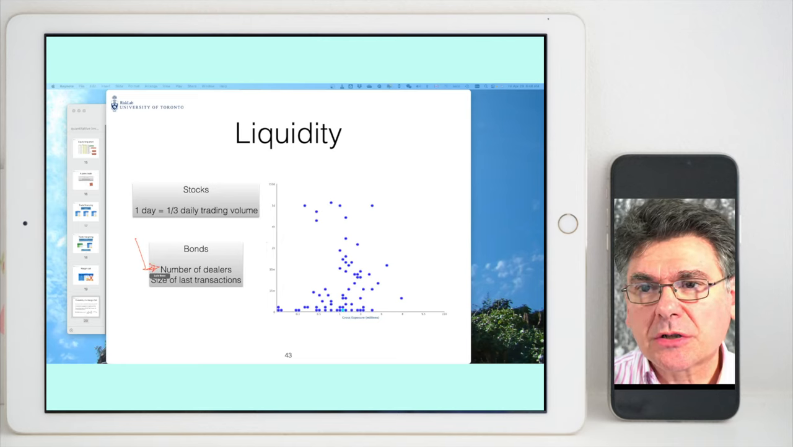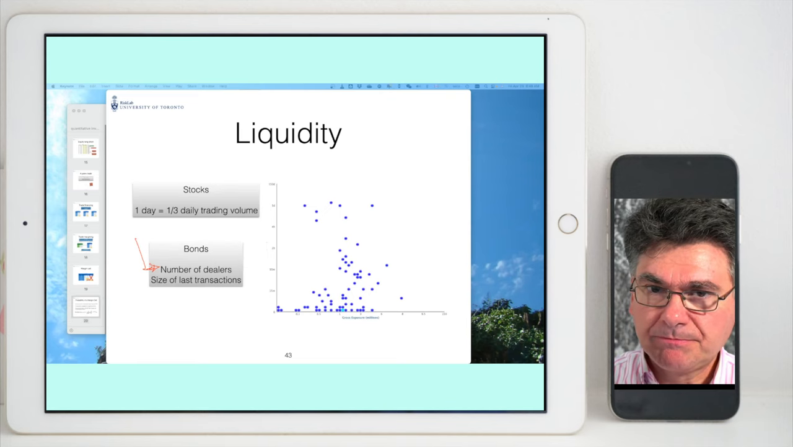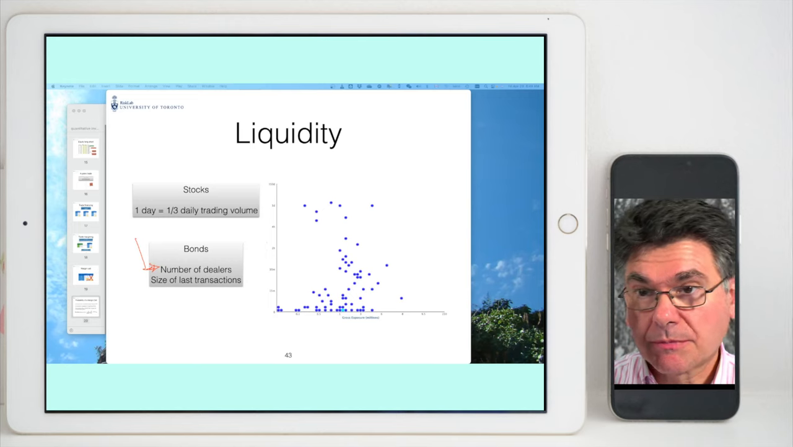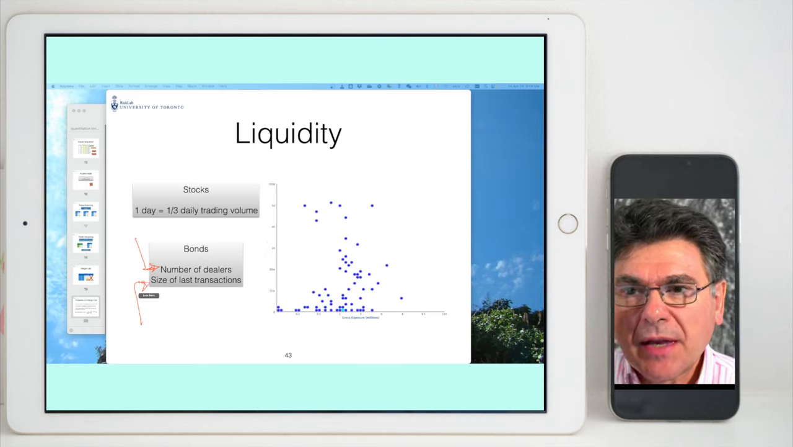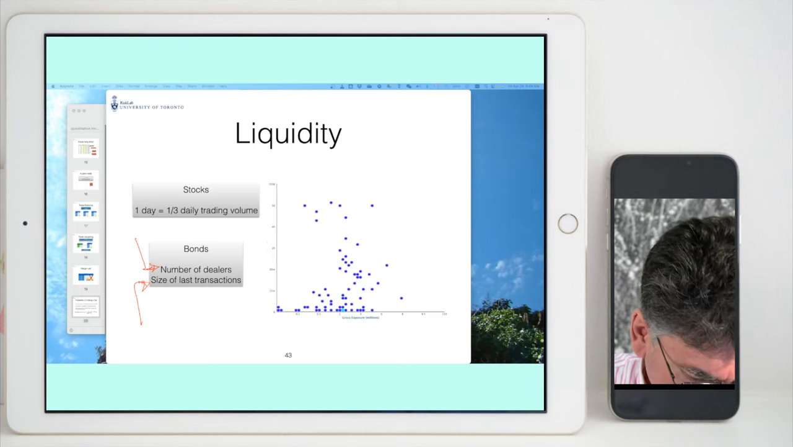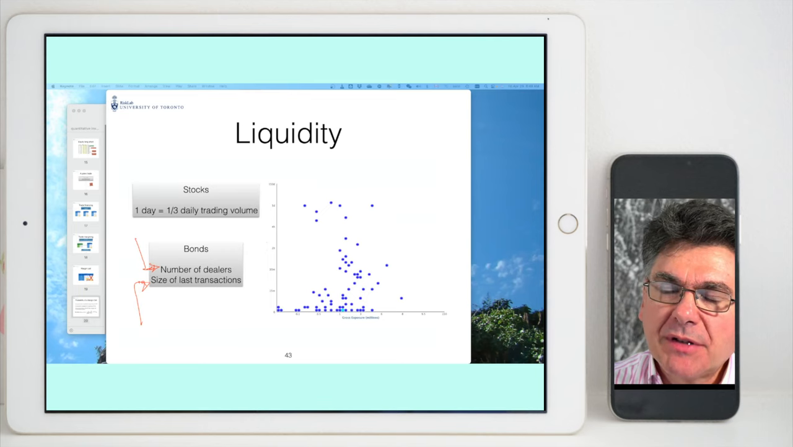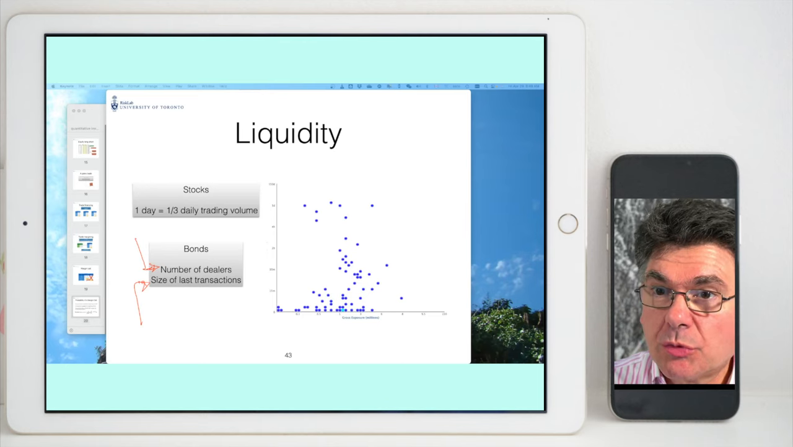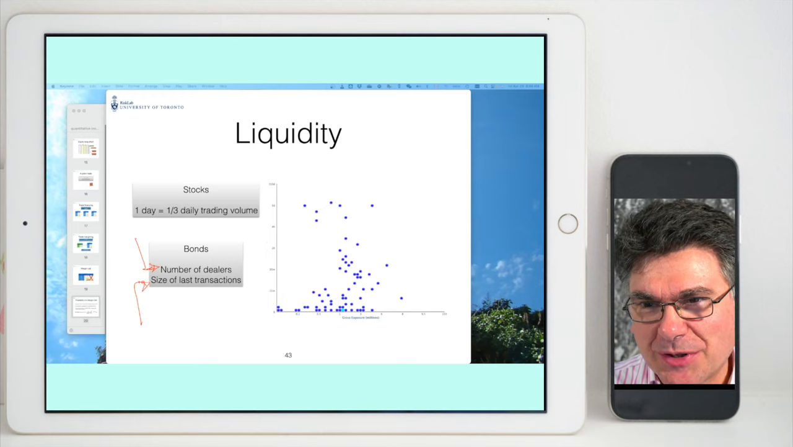One is the number of dealers. Dealers are the brokers that buy or sell that bond. Okay, bonds which have a lot of liquidity have a lot of dealers. And also the size of the transactions. The size of the transactions can be a double-edged sword, meaning that you don't know which way it's going to affect you. If the transactions are all very large, then it will be difficult for you to do a small transaction. If the transactions are all very small and you are going to do a large transaction, it will also be difficult for you to do the transaction.